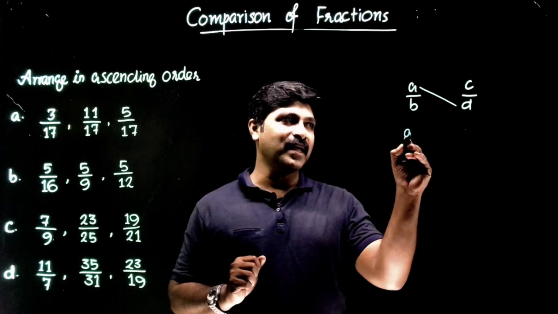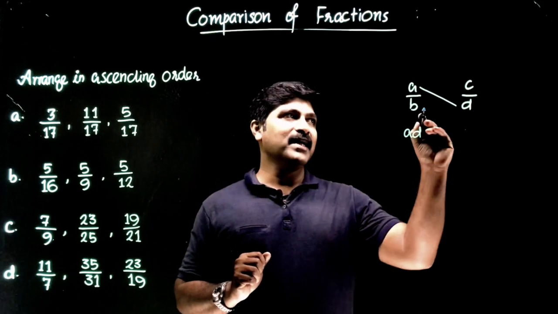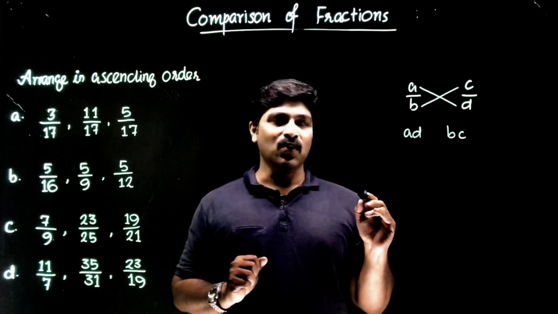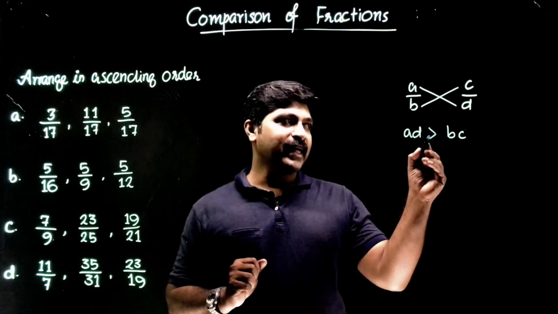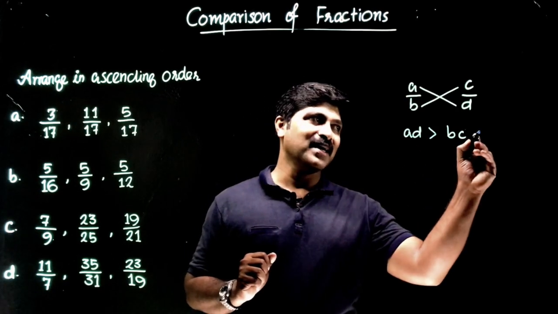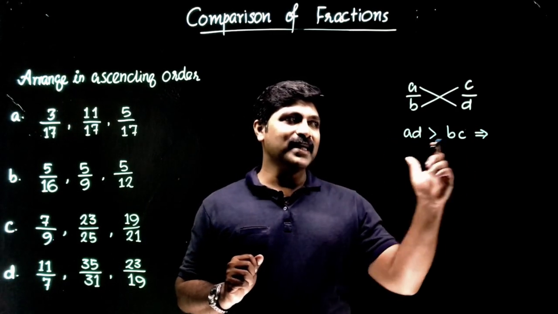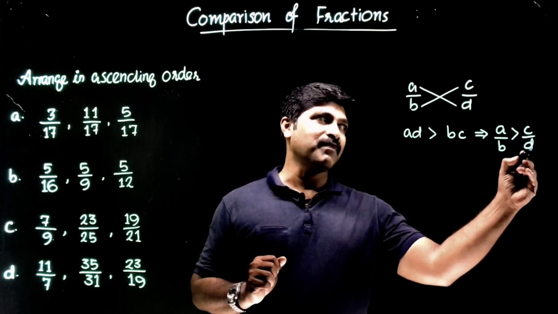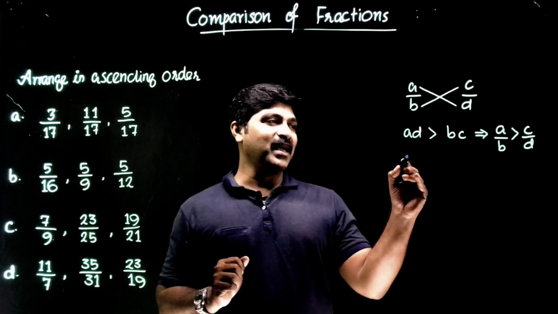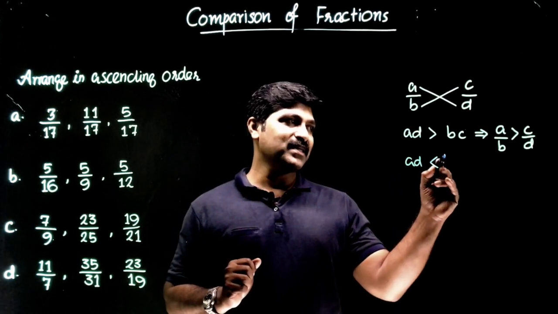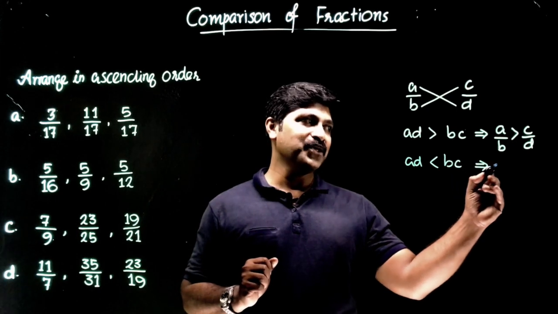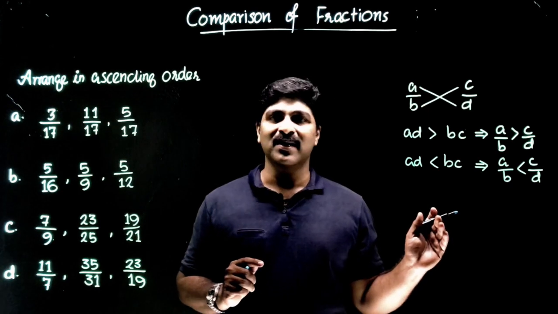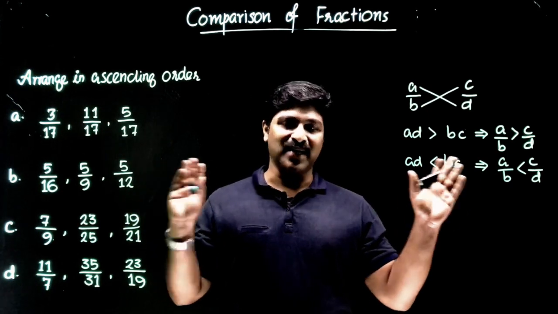This is AD, and consider the product of these two values, that is BC. So if this AD is greater than BC, what is the conclusion here? If AD is greater than BC, we can conclude a by b is greater than c by d. In a similar way, if this AD is less than BC, what is the conclusion here? This is a by b less than c by d. This is a simple way of comparison of fractions.